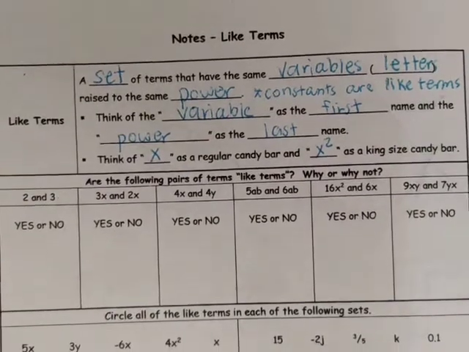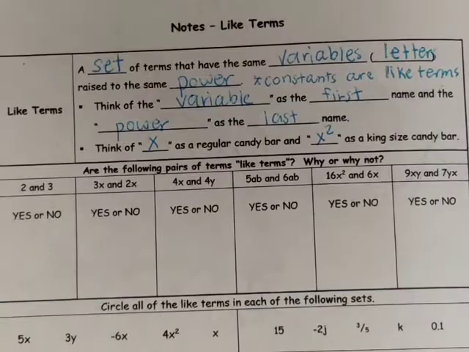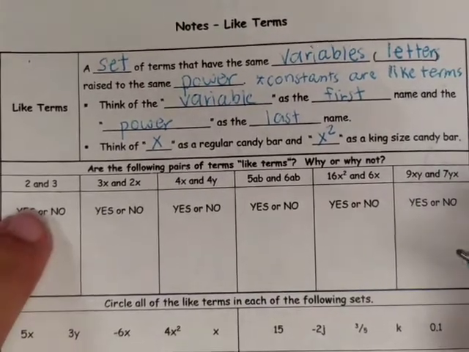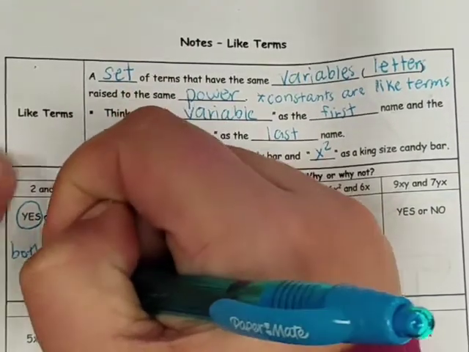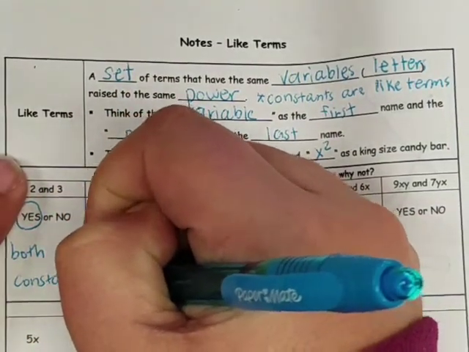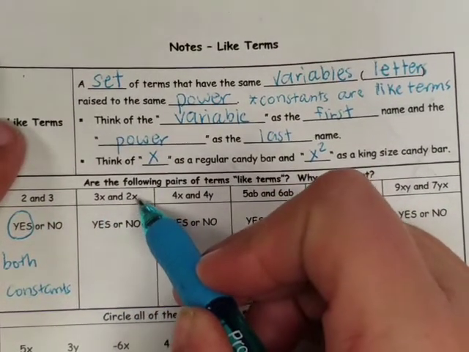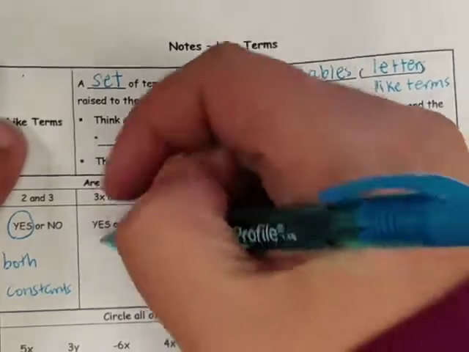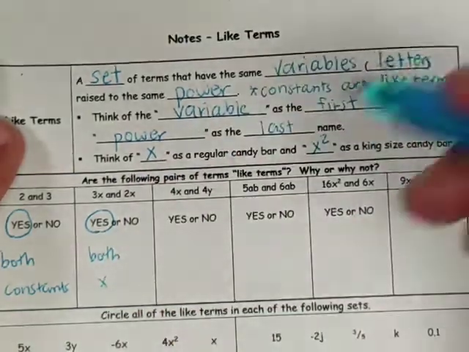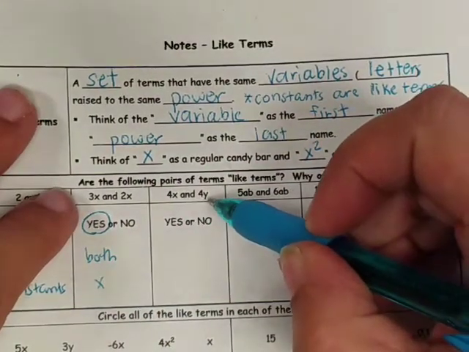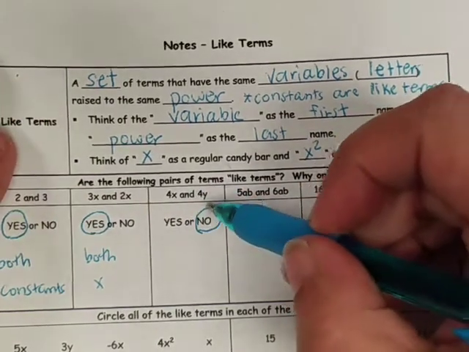So what we're going to do is look at the following and decide if they are like terms, why or why not. So 2 and 3, that is going to be a yes because they are both constants. 3x and 2x, they are both x variables, and so we can combine those and make that 5x, so the answer is yes. 4x and 4y is no, because one is an x and one is a y, so therefore we cannot combine those.